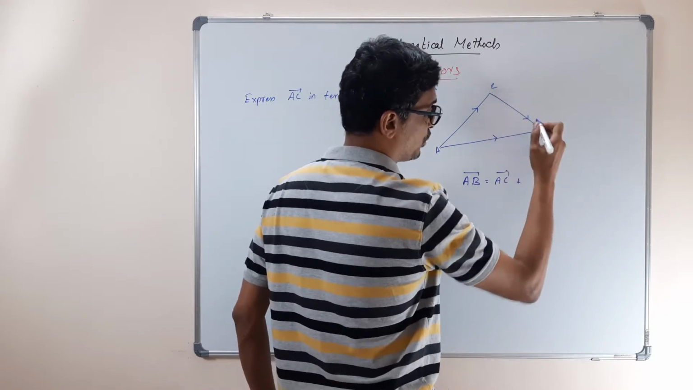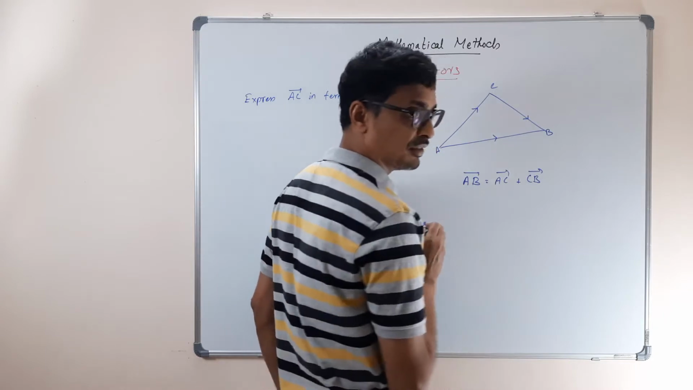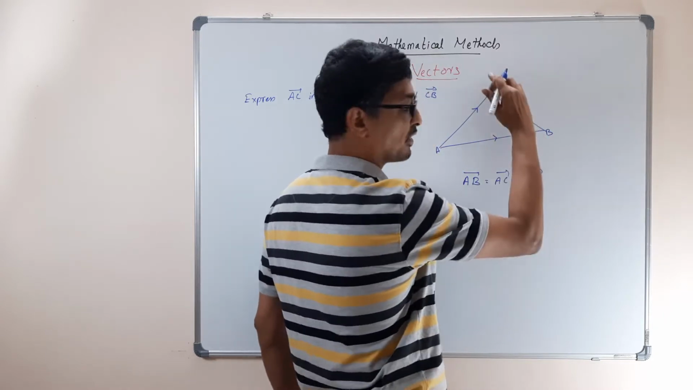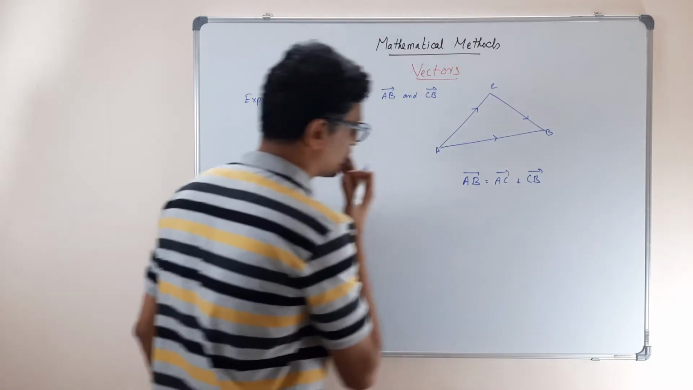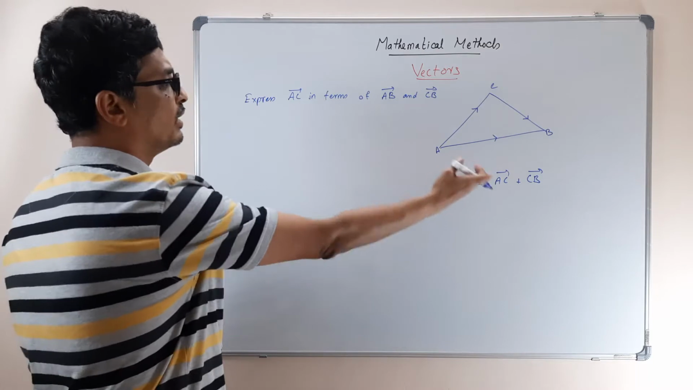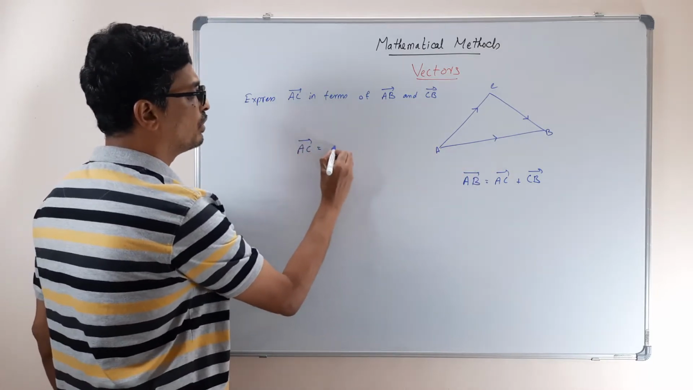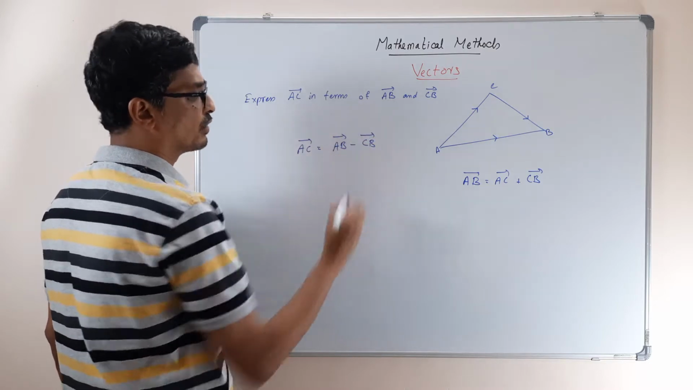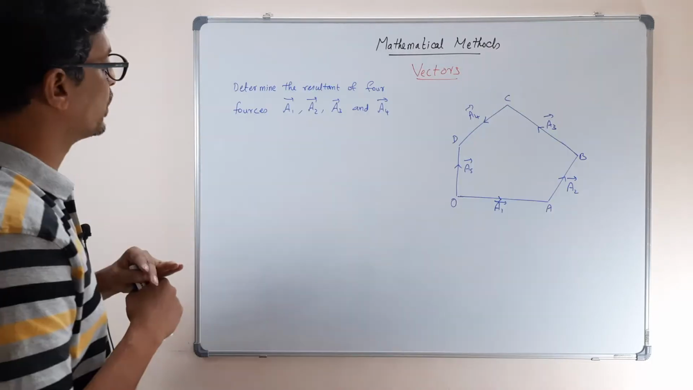CB is moving from C to B, so it is the CB vector. This is important. Don't put BC, because that means the vector is opposite. We are giving C to B. Now what do they want? Express AC. So what is the AC vector? AC vector equals AB vector minus CB vector, and that's what their answer is. Okay, simple.